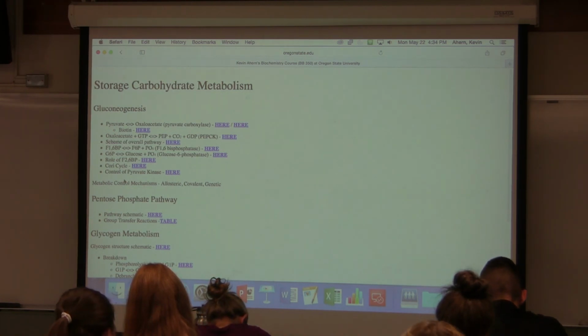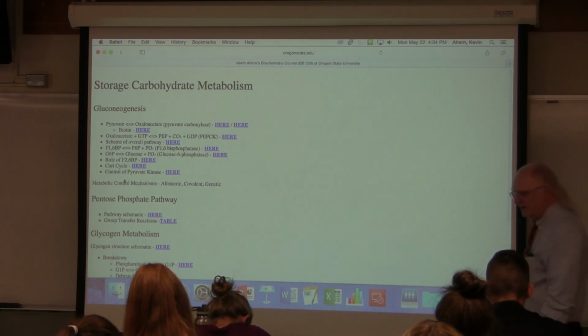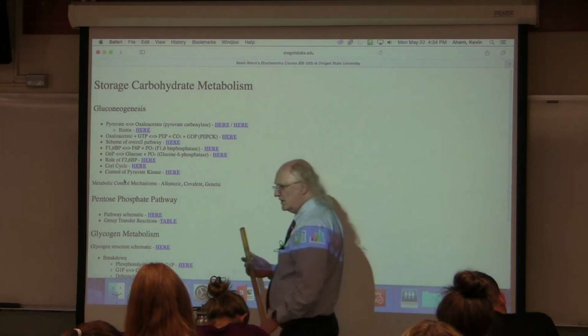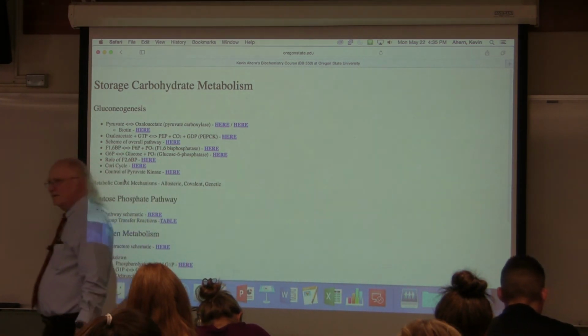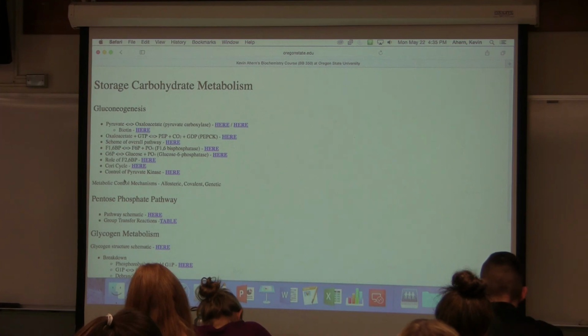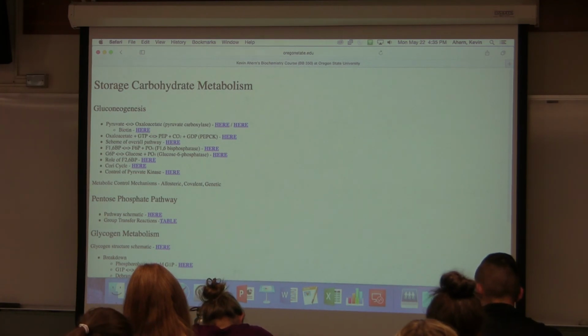Glycolysis is the breakdown of glucose to make pyruvate. Gluconeogenesis is the use of pyruvate to make glucose. Okay? The use of pyruvate to make glucose.